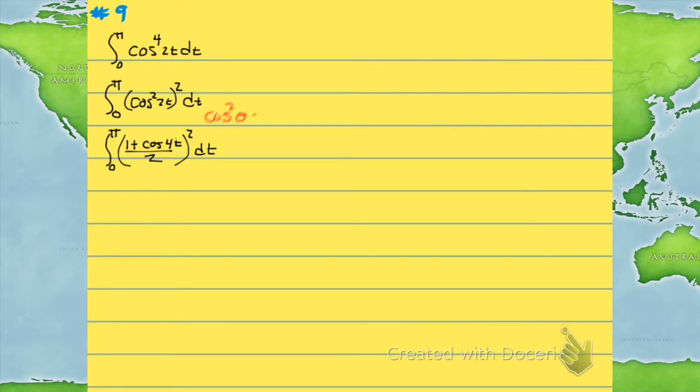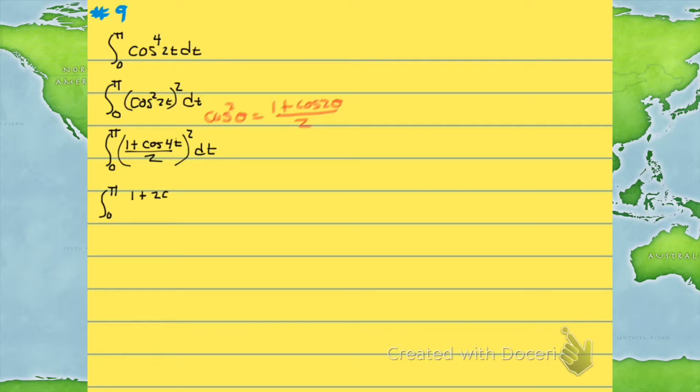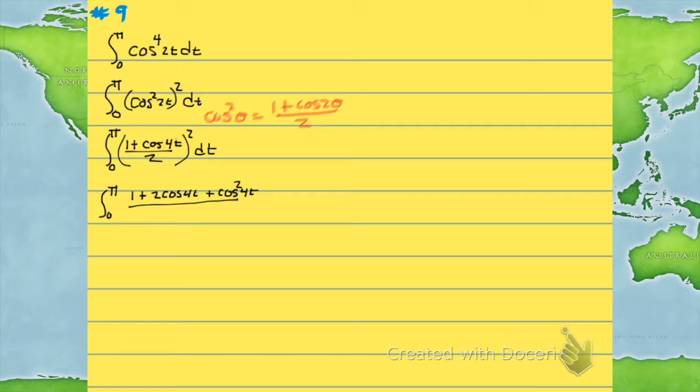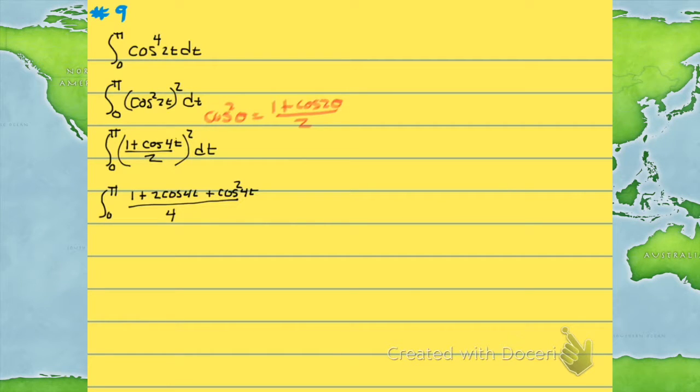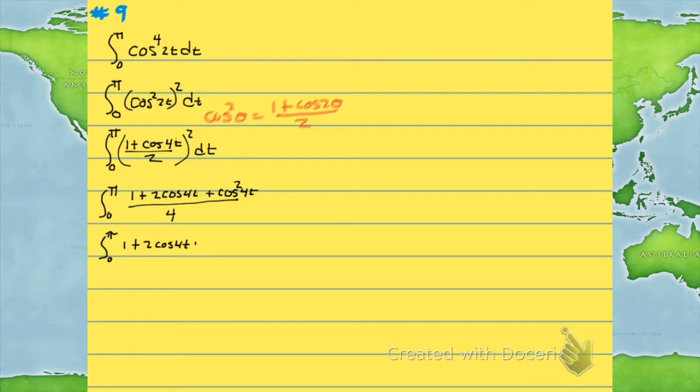What were we using? We were using that the cosine squared of theta is 1 plus the cosine of 2 theta divided by 2. So, we're going to multiply that out using a perfect square. That's how I got that 1 plus 2 cosine 4t plus cosine squared 4t, divided by 4. Because 2 squared is 4. A quotient raised to a power is the fraction squared.